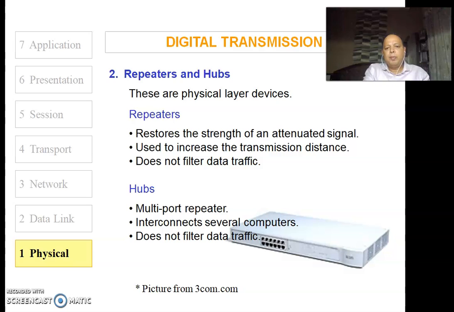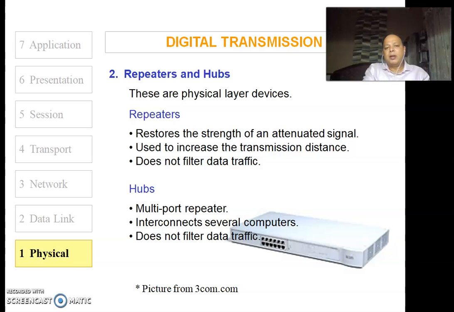Basically, you will find two kinds of devices at the physical layer: repeaters and hubs. The repeater, as we have seen, is the device which just nullifies the attenuation of the signal. It restores the strength of the attenuated signal. In this way, it is used for increasing the transmission distance, because whenever long transmission distances are involved, typically repeaters are used because they just regenerate the signal.